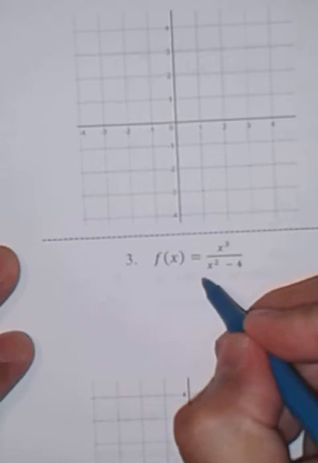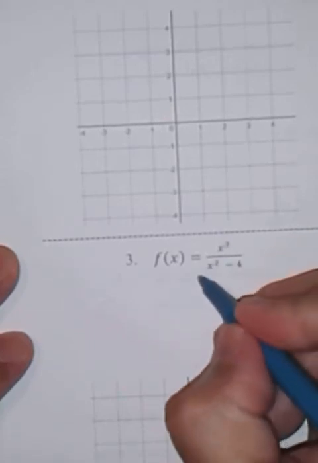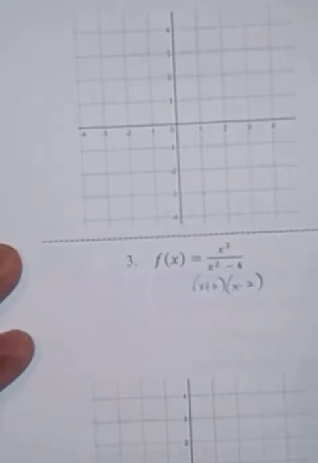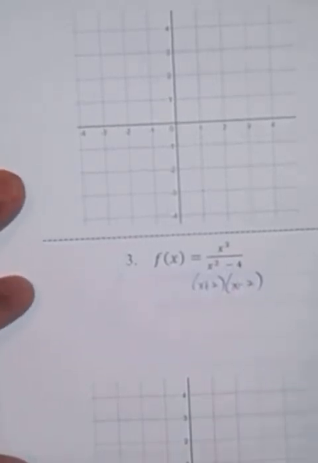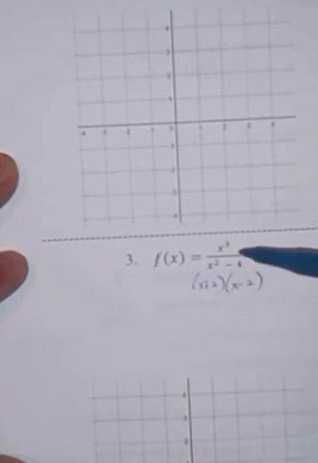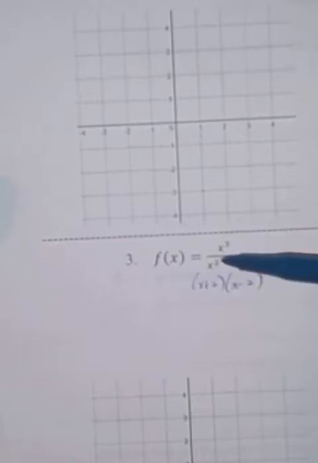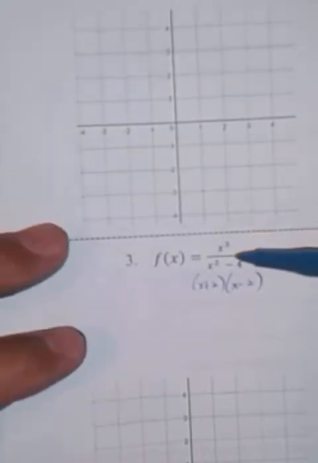Let's factor this anyway, though. So we can factor x squared minus 4 as x plus 2 times x minus 2. And so that means we have 2 vertical asymptotes. No horizontal asymptote, because the top is greater.